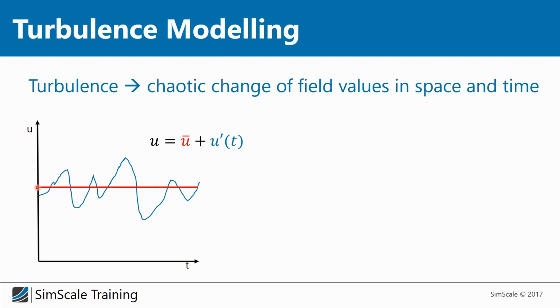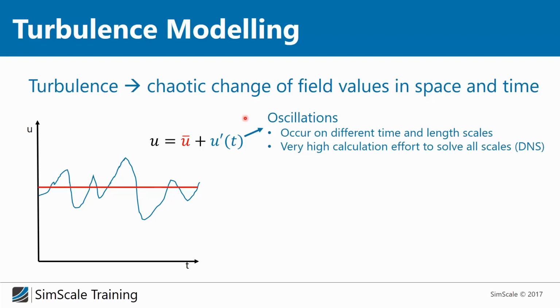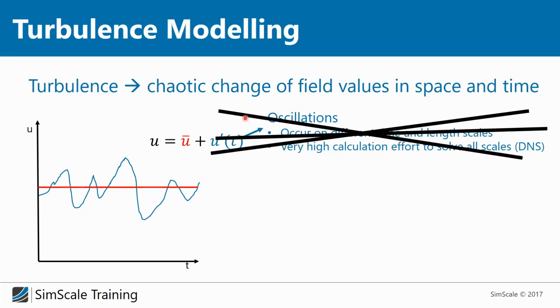It just says, okay, we have an average value for every field value, and on top of the average value, we have a fluctuation part. Here it's represented by this red average value and this blue fluctuation. So what we could do now is resolve these oscillations for all time and length scales. And as I mentioned, this is called DNS and would lead us to very high computational effort, which is not an option for us, not even for Formula 1 teams, by the way.